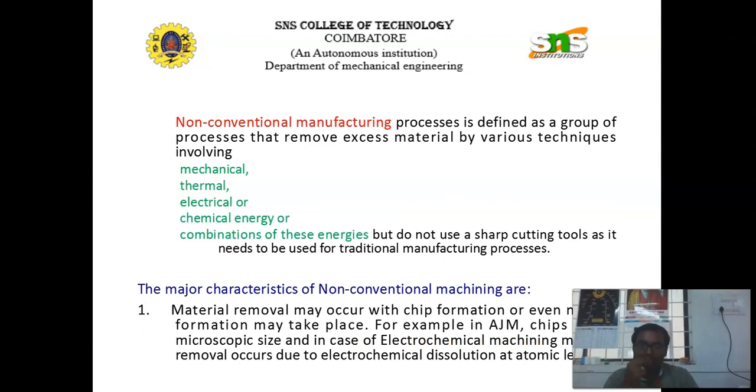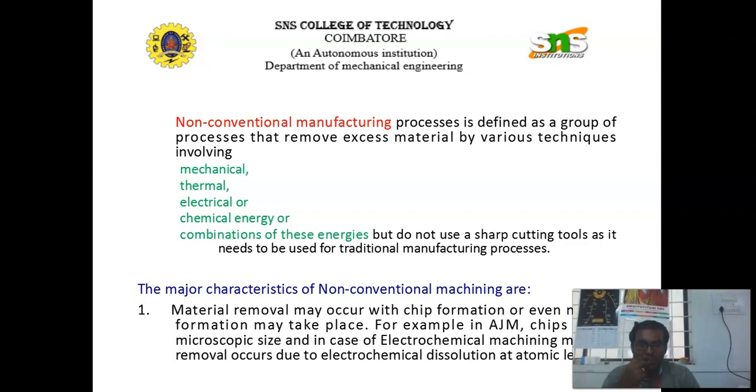Next, the non-conventional manufacturing process is defined as the group of processes that remove excess material by various techniques involving mechanical energy, thermal energy, electrical energy, chemical energy, or a combination of these energies. They do not use a sharp cutting tool as is needed for the traditional manufacturing process.